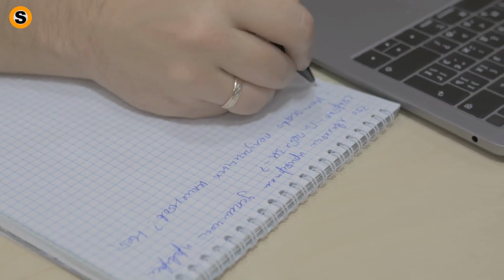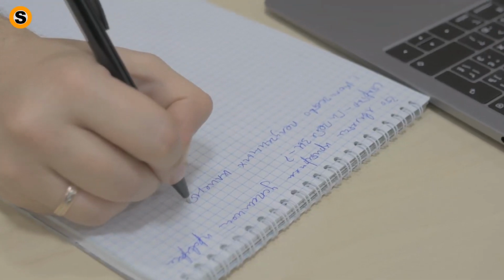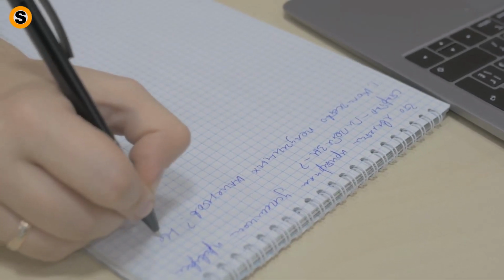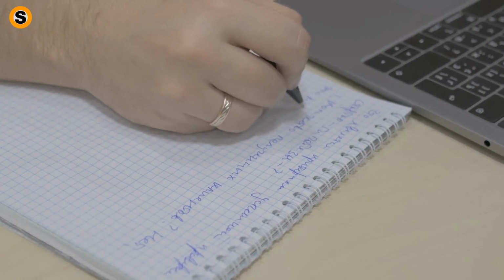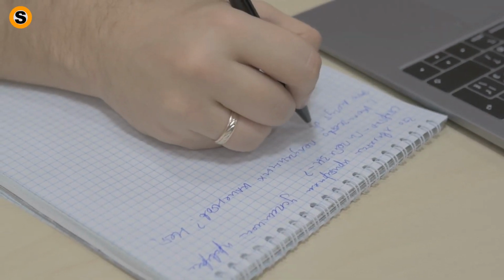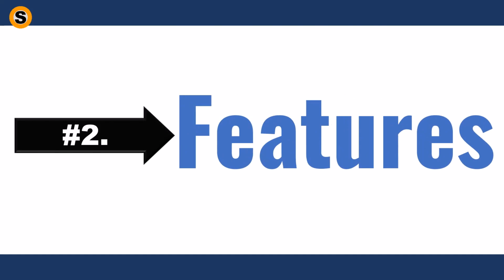Here are some factors to consider when selecting a platform. Number 1. Fees. Most affiliate marketing platforms charge a fee for using their service. These fees can be structured in different ways, such as a percentage of sales or a flat monthly fee. Consider the cost of each platform and how it fits into your budget. Number 2. Features. Look for a platform that offers the features you need to run your program effectively. Some common features include tracking and reporting tools, commission management, and promotional material creation.